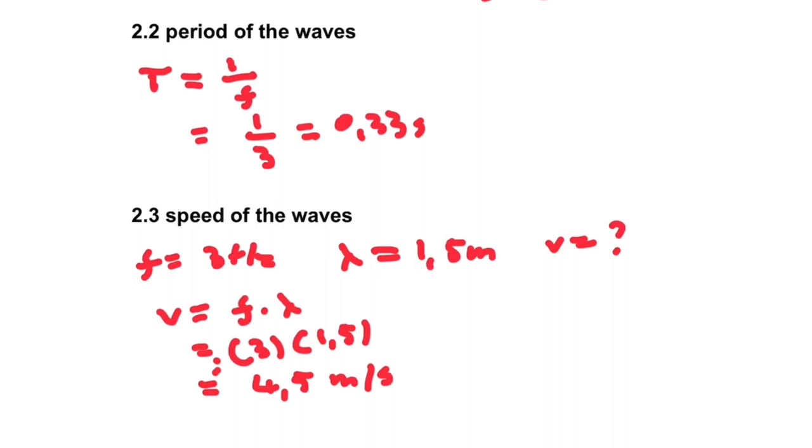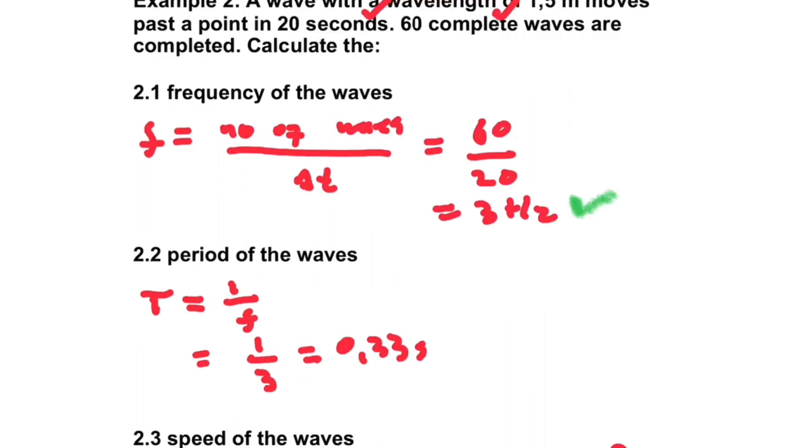And there we go. We have the frequency, period, and speed of the waves. Just to emphasise, frequency is also equal to the number of waves divided by the time taken, right? Because we are interested in how many waves are passing a point in 1 second. So we can use number of waves divided by the total time taken. Let's move to the following example.